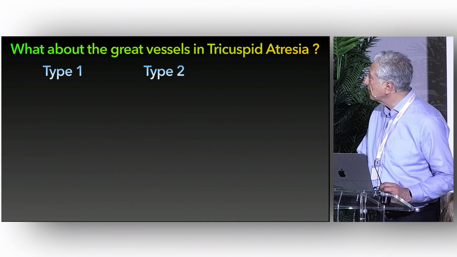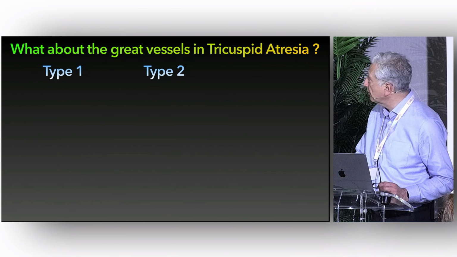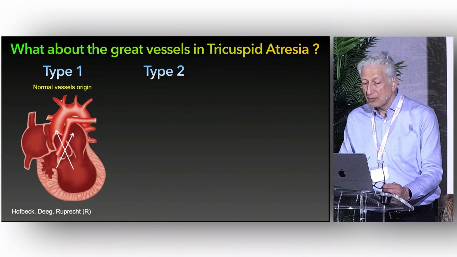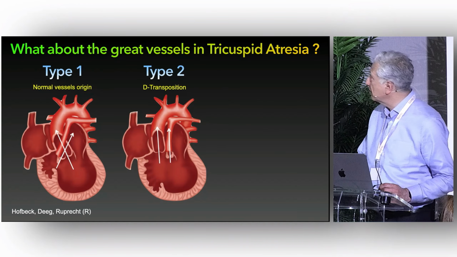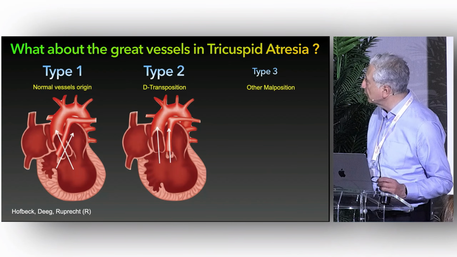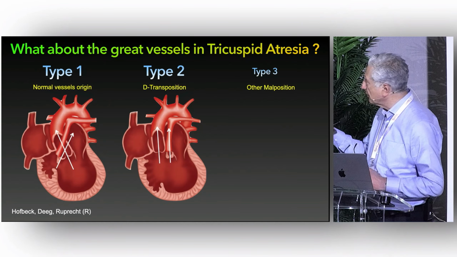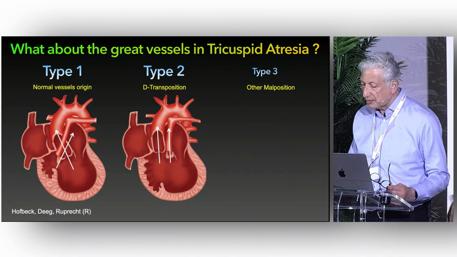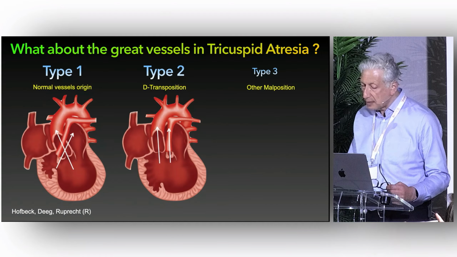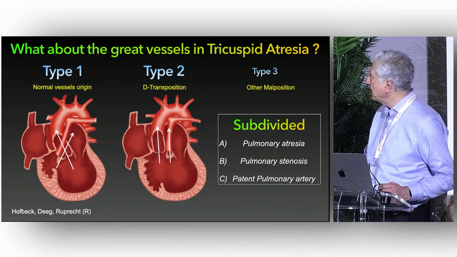Now, there are some classifications. One of the classical ones is type 1 and type 2. Type 1 has a normal vessel origin, and type 2 has a malposition or transposition of the great vessels. There is a type 3, where they put the ones which correspond to neither 1 nor 2. In general, you have other malpositions. You may have a common trunk or other things. And then there is a subclassification in A, B, and C.